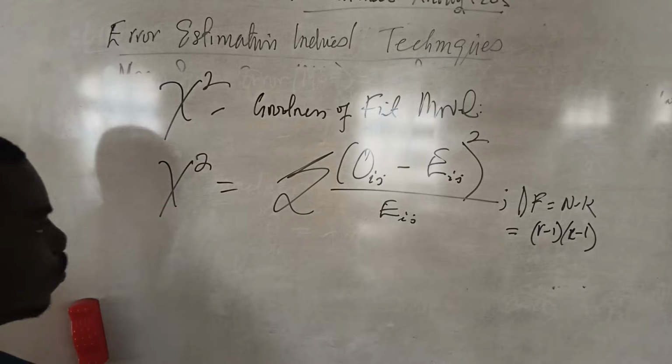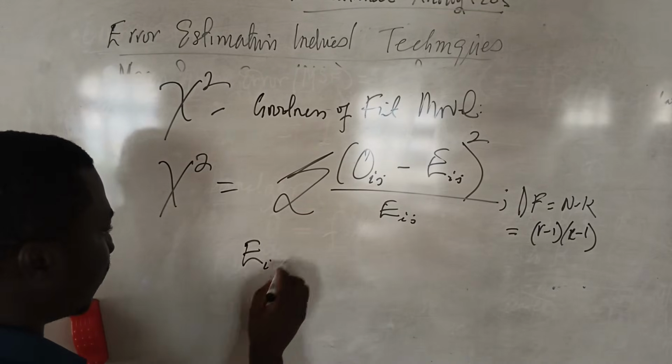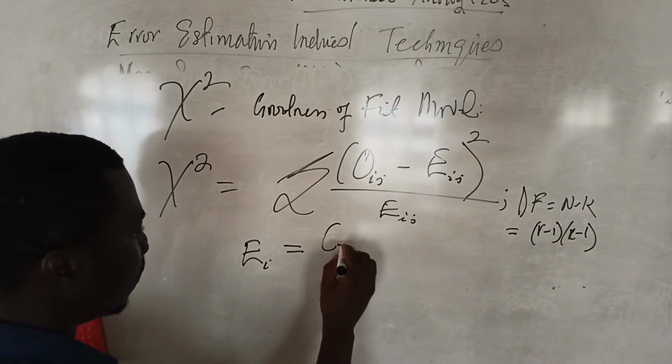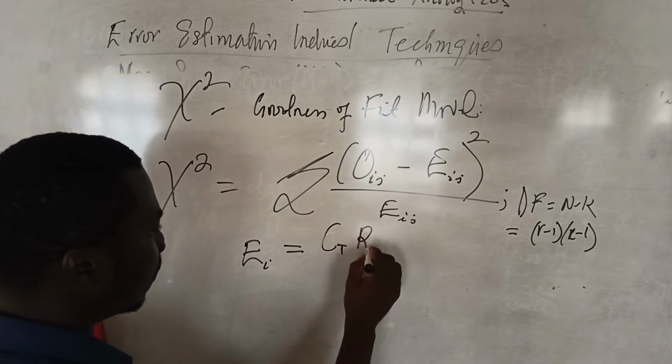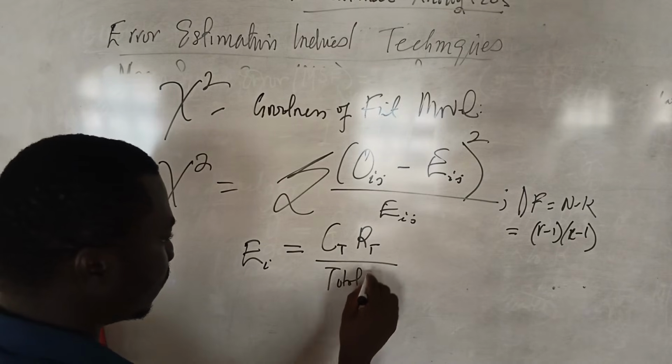Now remember how to obtain this expected value. The expected value is the column total and the row total divided by the total number of responses.